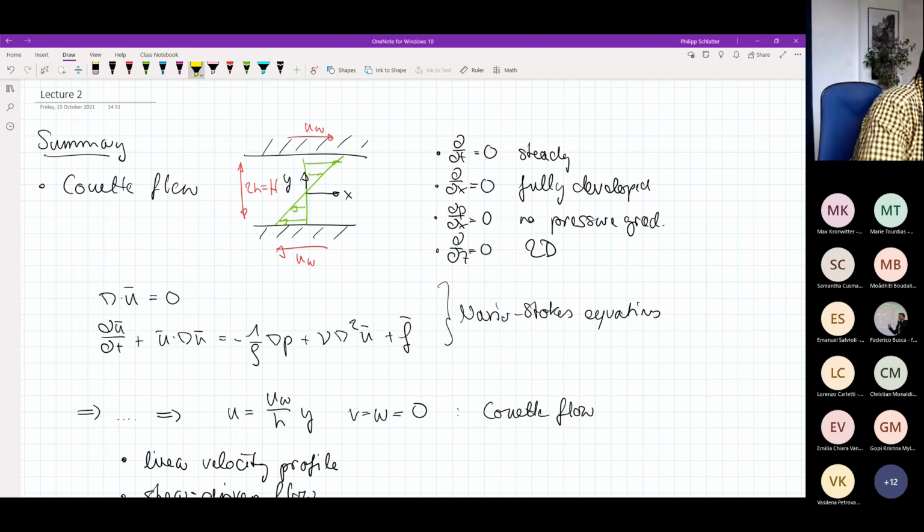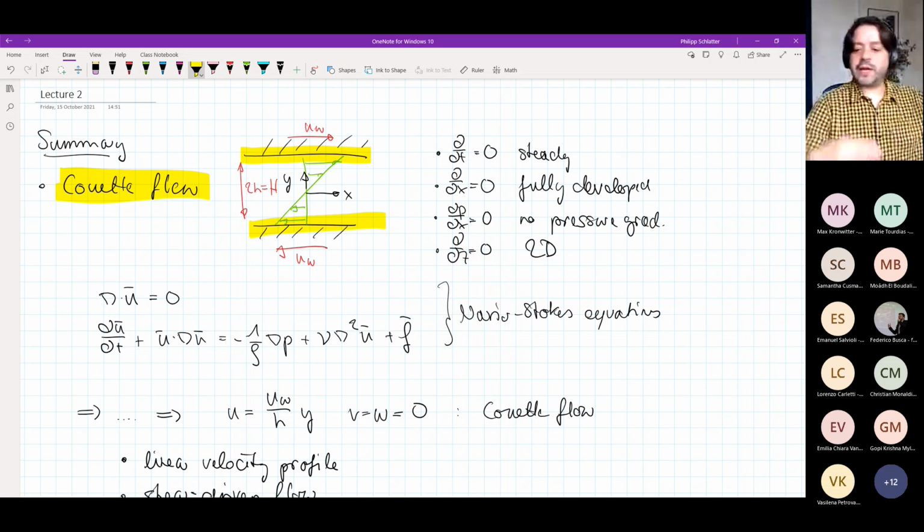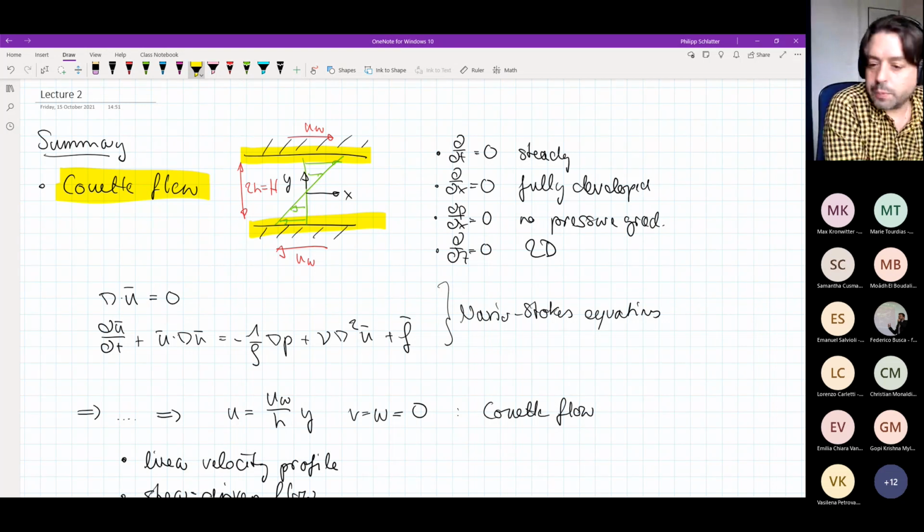So last time we have looked at the so-called Couette flow. And Couette flow is the flow between two parallel plates. So in this sketch, we have two parallel plates here. And these two plates move in opposite directions of each other with a speed of uw each. And the two plates are separated by a distance of 2h, 2 little h.